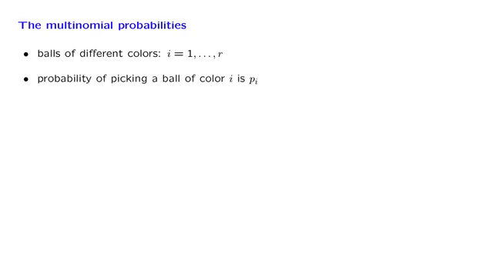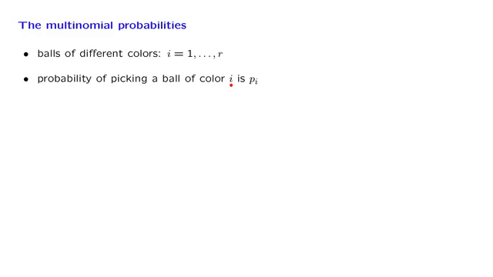In this segment, we will discuss the multinomial model and the multinomial probabilities, which are a nice generalization of the binomial probabilities. The setting is as follows. We are dealing with balls, and the balls come in different colors. There are r possible different colors. We pick a ball at random, and when we do that, there is a certain probability pi that the ball that we picked has the ith color.